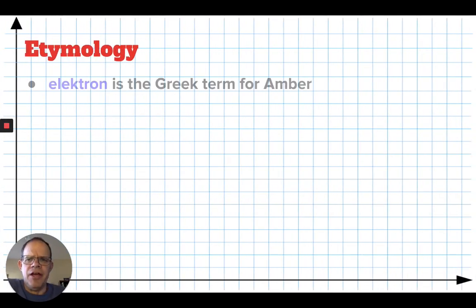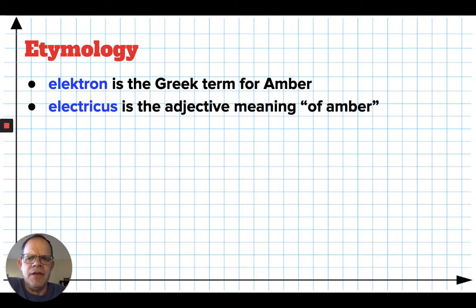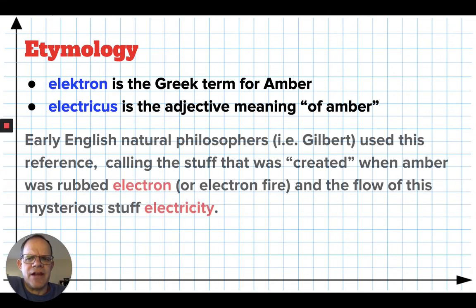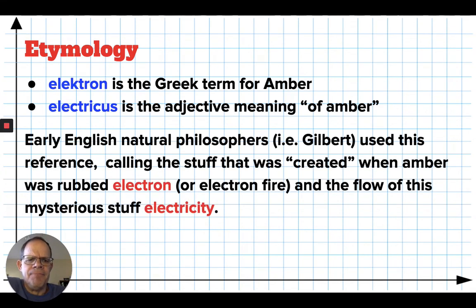So it turns out that in Greek, the word for amber is electron. And so it was also called the electron effect if you were a Greek speaker at the time. Electricus is the adjective, which means of amber. And so that's kind of where we get the words from. And people sort of thought, even all the way through the late 1800s, until the electron was discovered, that this stuff was associated with amber. It was created when the amber was rubbed. So generally the word electron meant the stuff, and the flow of it was called electricity.